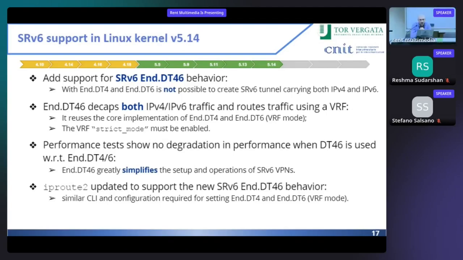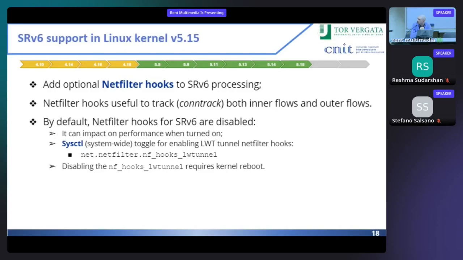There is an optional netfilter hook feature for SRv6 processing. It's very useful if you want to control both inner flows and outer flows. By default, such hooks are turned off, and if you want to turn them on, you need to set a system-wide sysctl, and this allows us to enable netfilter hooks.